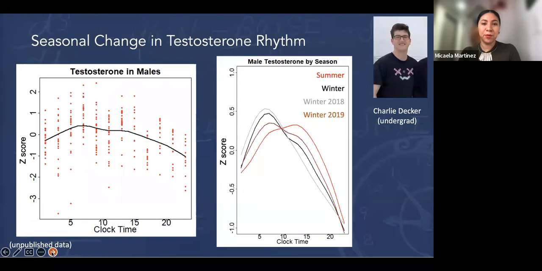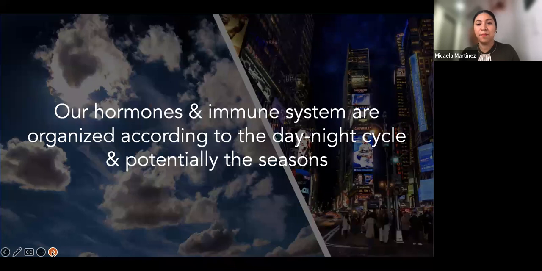And I'm going to skip through this, but all I'm going to say is that when we look at sex hormones, testosterone is a morning time hormone. So it peaks in the morning in men. And we actually see seasonal differences of when that testosterone peak occurs. And so all of this taken together is suggesting that our hormones and our immune system are not only organized by the day-night cycle, but potentially also organized seasonally.